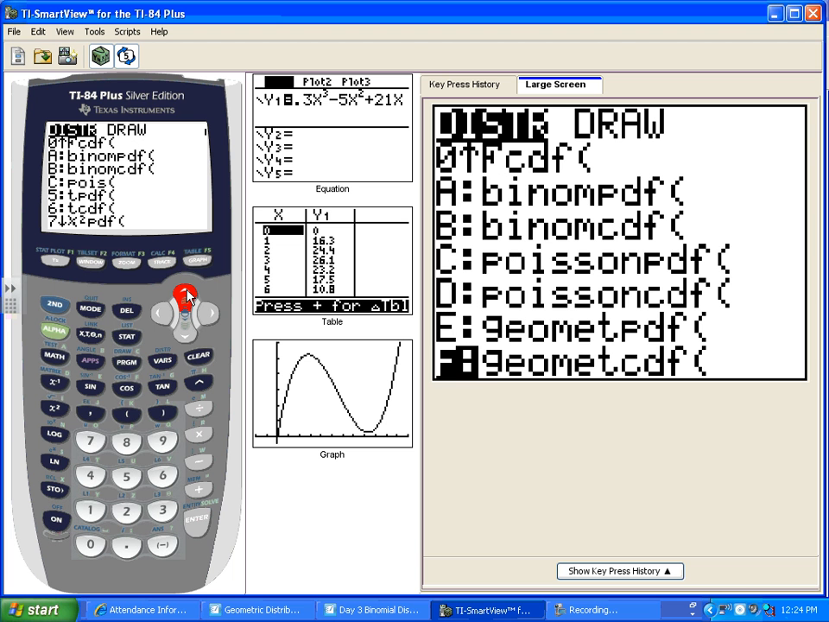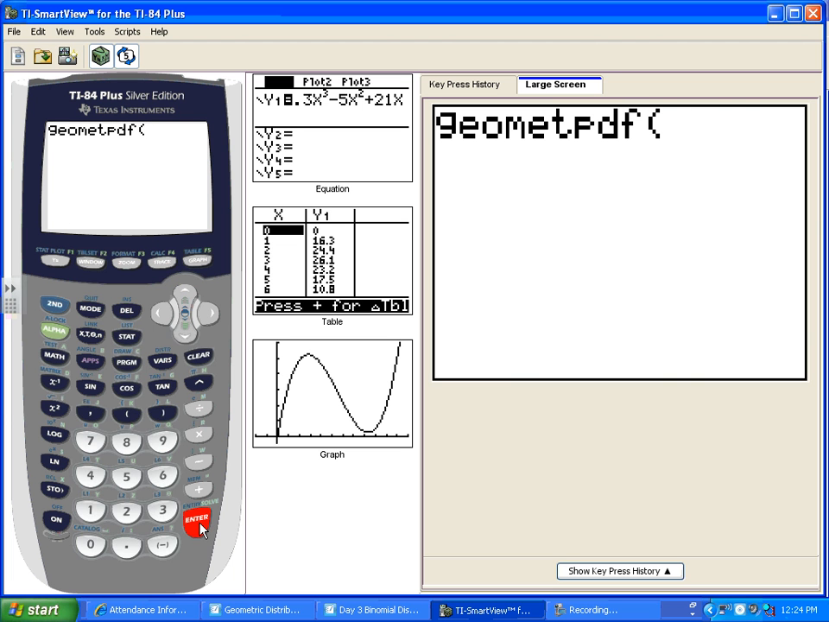You do have a geometric distribution on there. Notice that it's PDF and CDF again. PDF stands for what? C. Okay, let's go with C. What does the C mean? Cumulative, up to and including. PDF means exactly that spot. So in this problem, we're looking at a geometric PDF, and it was 4 people, and the probability was 0.3.